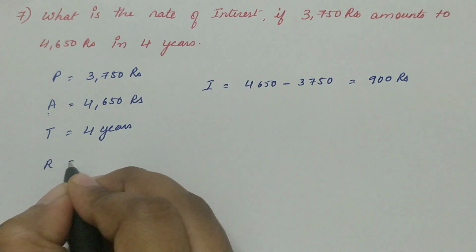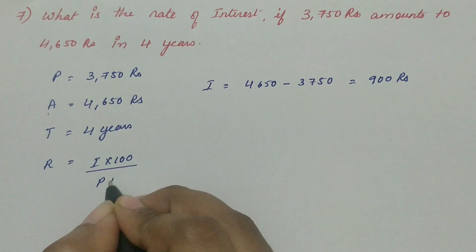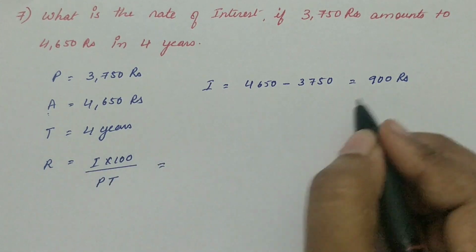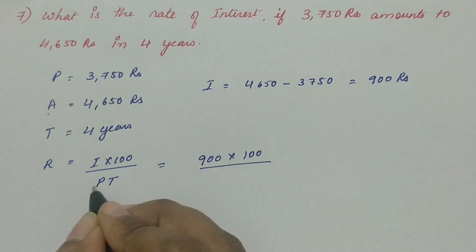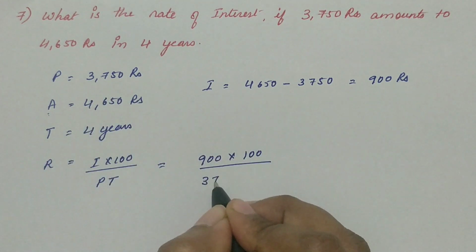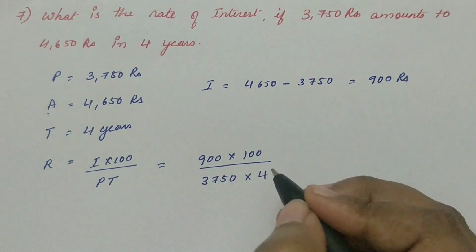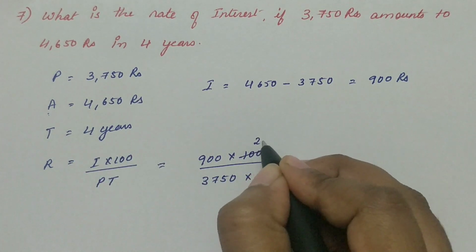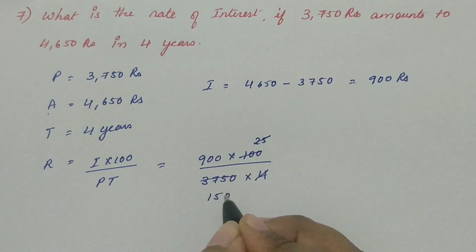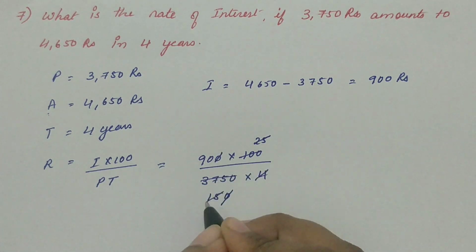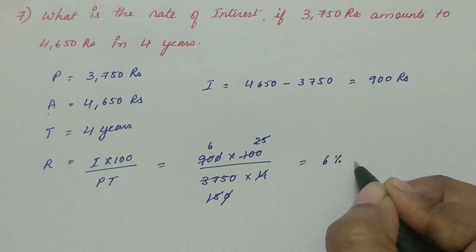R equal to I into 100 divided by PT equal to 900 into 100 divided by 3750 into 4. 4 25 times, 25 150 times, 0 cancel, 15 6 times, equal to 6% per annum.